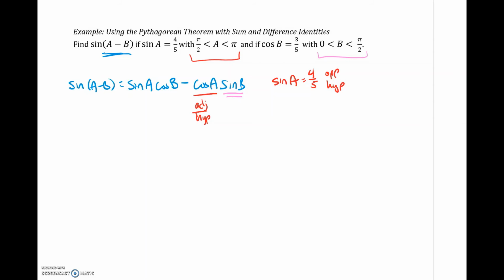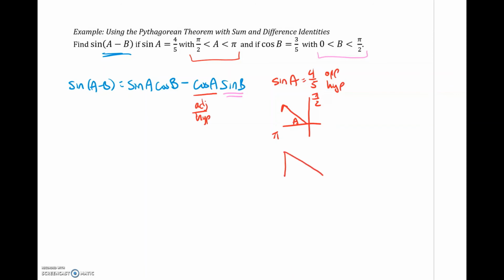Then come up with the adjacent side. So if I'm going between pi over 2 and pi, remember that's the same thing as 90 and 180. So this would be pi over 2 and this is pi. And then that reference angle A would be with the horizontal. So A would be somewhere here. So that tells me pretty good information.